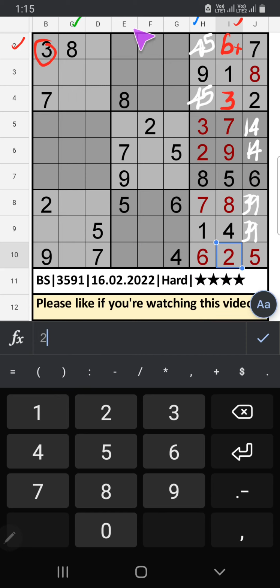Column C, column E we have 8. So 8 can't come in these cells. Then 8 is confirmed here. 10th row only 2 numbers are remaining, 1 and 3. It will come in any one of the cells. We will confirm later.